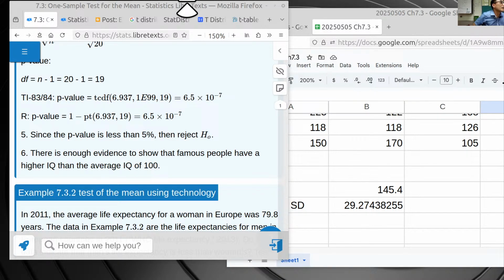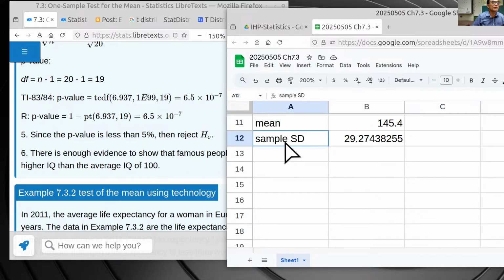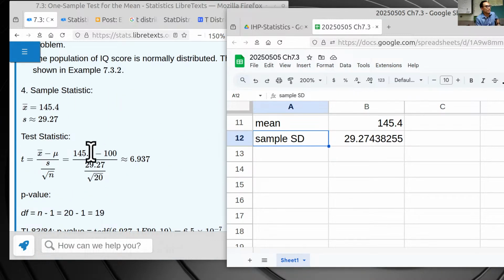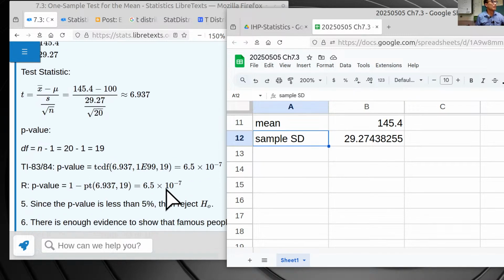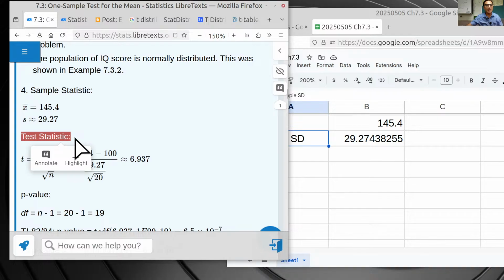Okay, last class we finished the calculation of the mean and the sample standard deviation, and now we need to calculate the t-value. Since we have those two data, now we try to calculate the t statistic.